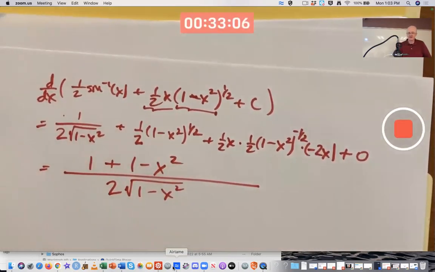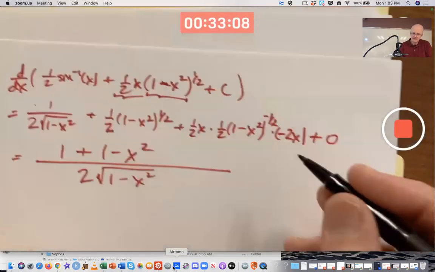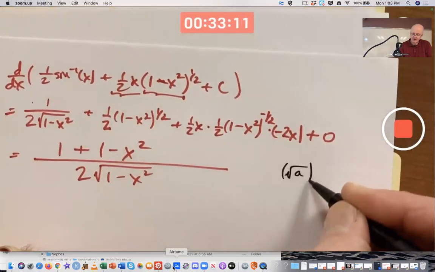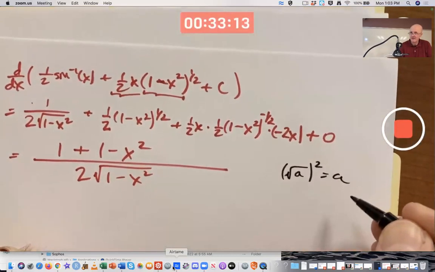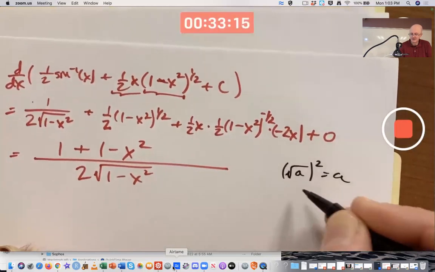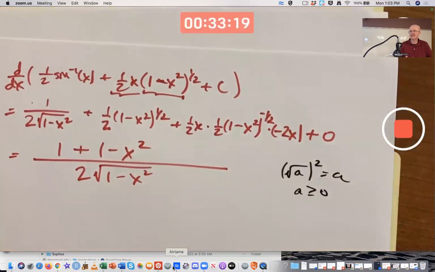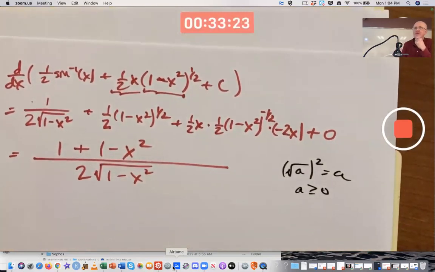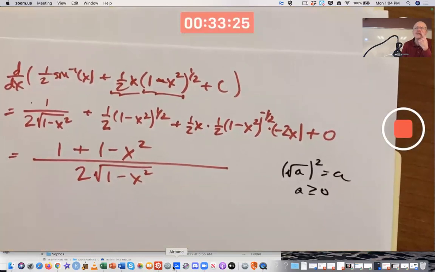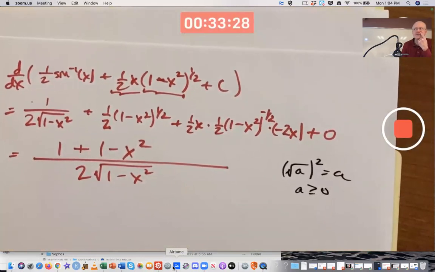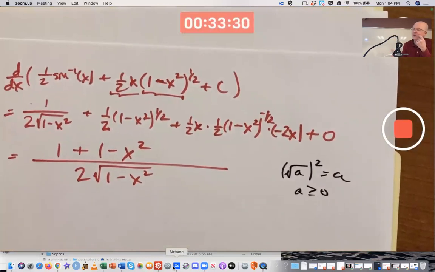It is true that square root of a squared does equal a, though to use this formula, you're really assuming a is greater than or equal to 0. You're not allowed to use it, in this class at least, when a is negative. Square roots of negative numbers are imaginary numbers. We will talk about imaginary numbers in here, but not right now.